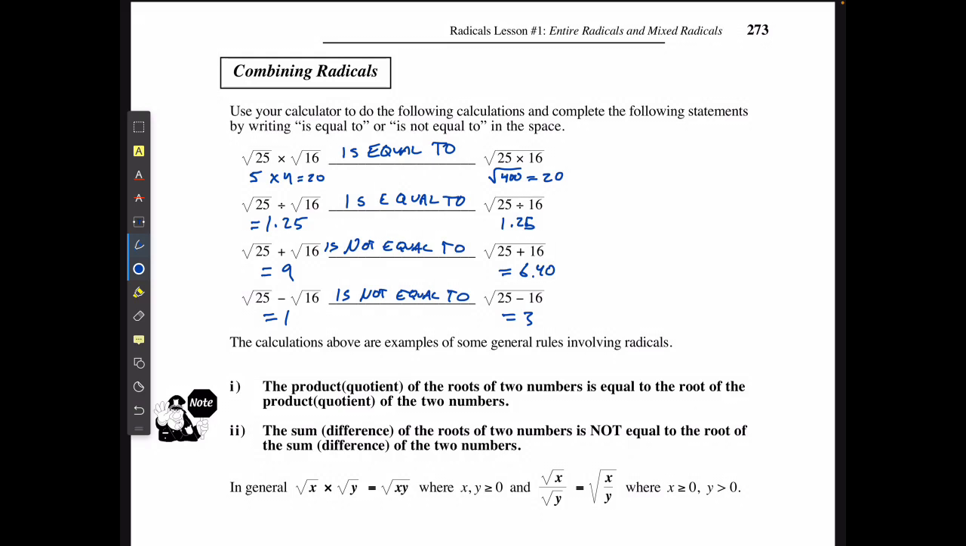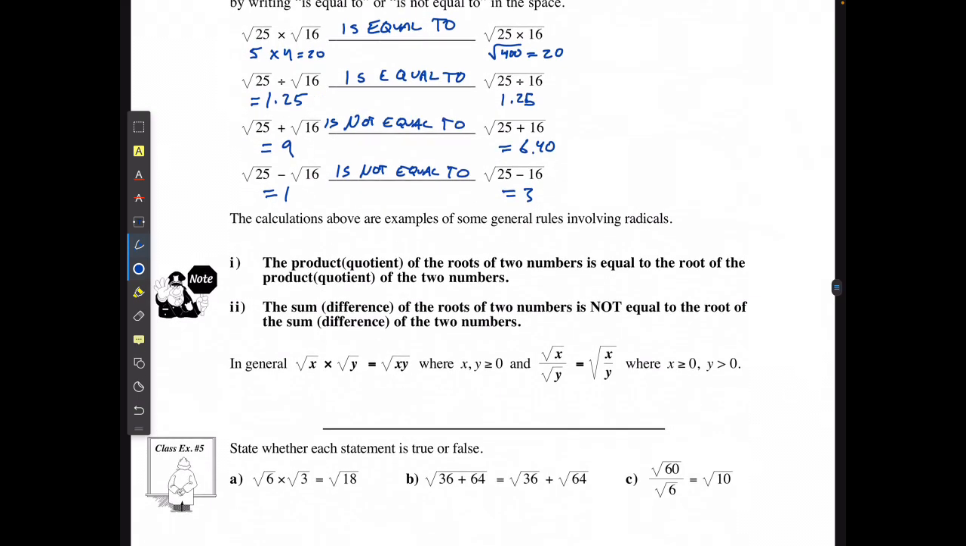Which means that the product or quotient, so the multiplication or division of radicals, is always going to be equal to the product or quotient of the two numbers inside of the radicand. But I can't say the same for adding or subtracting. When you add or subtract, it is not equivalent. It's only when you multiply or divide. So I can say that root x times root y is the same as root xy, or the square root of x over the square root of y is the same as the square root of x over y.